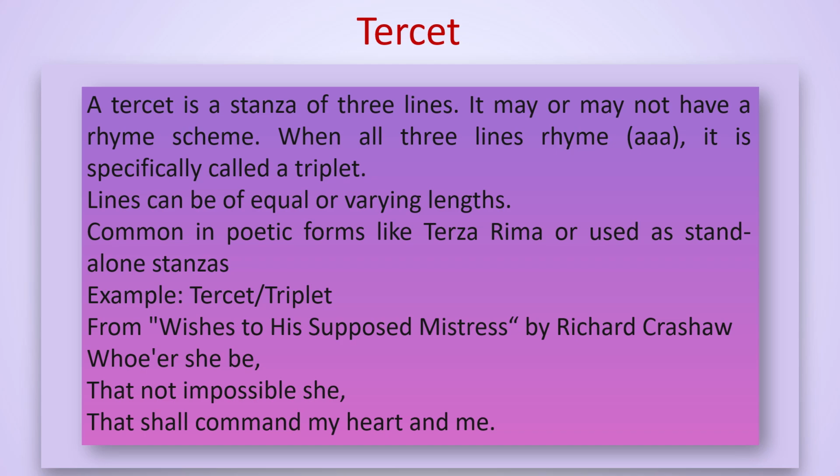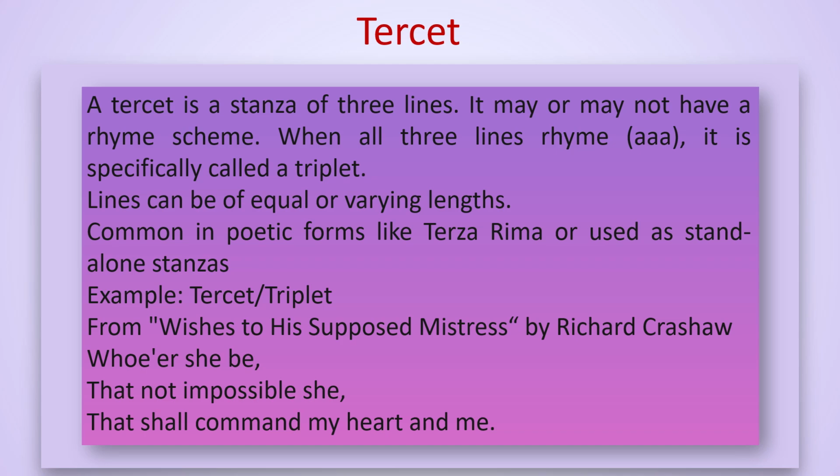In triplet and tercet, the lines can be of equal or varying length, but the rhythm will be the same. For example, if it is A, then it will be A, or it could be B. So the rhyming scheme will be the same, but the length can vary or can be equal.